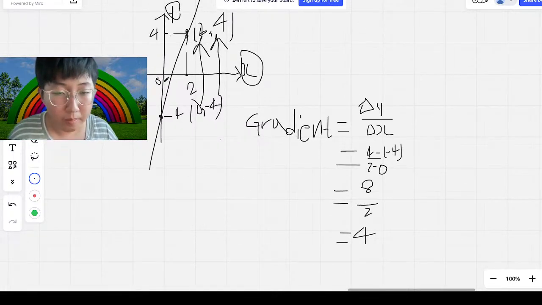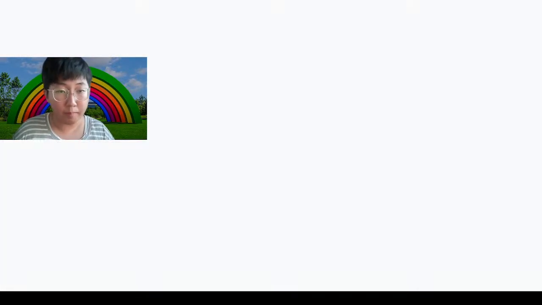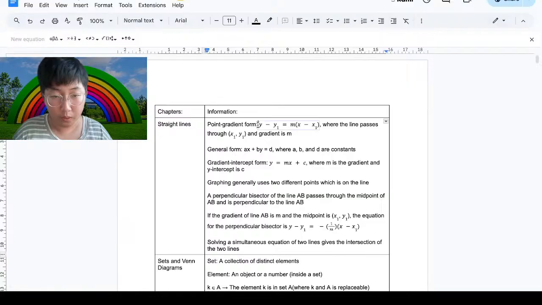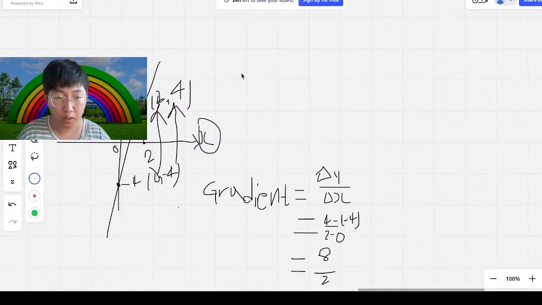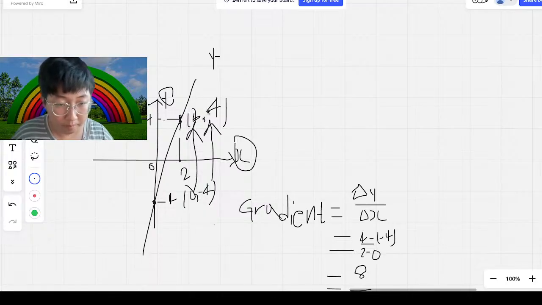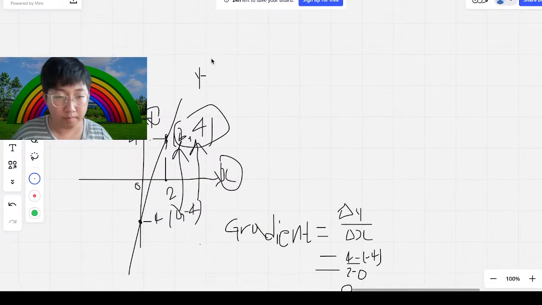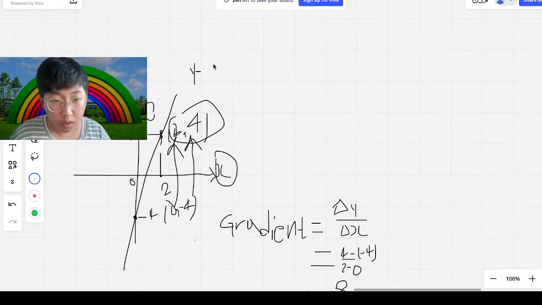And then furthermore, we can also find the equation of this line, which we can plug into this formula. y minus y1 is equal to m of x minus x1. So if we find y minus y1, let's say we use this set of points here, 2, 4, then the y1 would be 4.